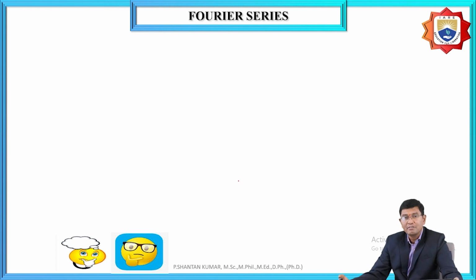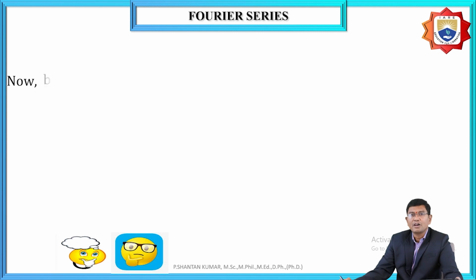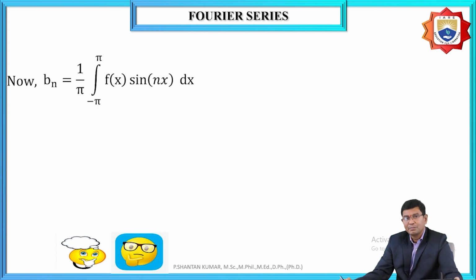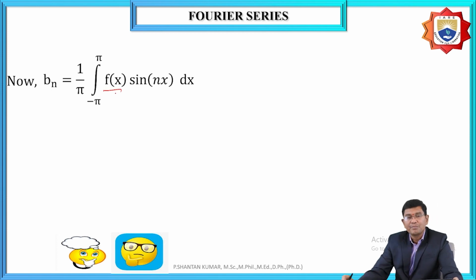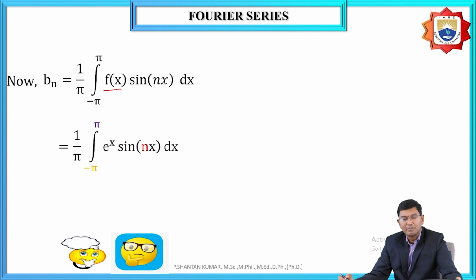And similarly, we need to find one more Euler's value, that is bn, where bn is equal to, as we know, 1 by pi integration minus pi to pi f of x into sin nx dx. And here also we know that f of x is equal to e power x, therefore 1 by pi integration minus pi to pi e power x into sin nx dx.